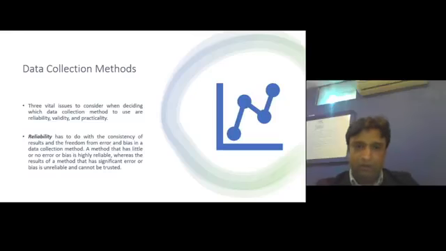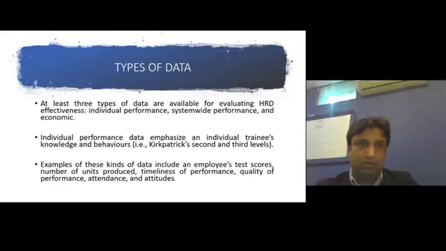Now we are going to move further to the types of data. At least three types of data are available, which I already discussed with you, for evaluating HRD effectiveness: individual performance, system-wide performance, and economic. Individual performance data emphasize individual trainees' knowledge and behavior. Examples of this kind of data include employee test score, number of units produced after the training, what the improvement in their production is, and test score.